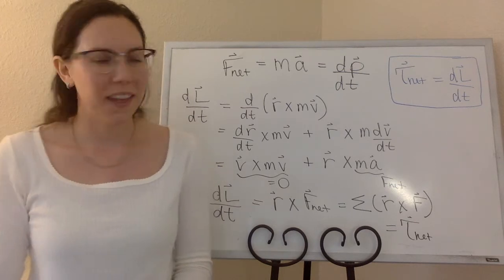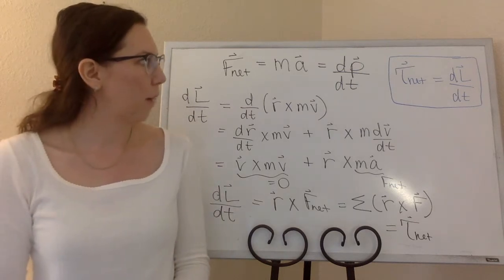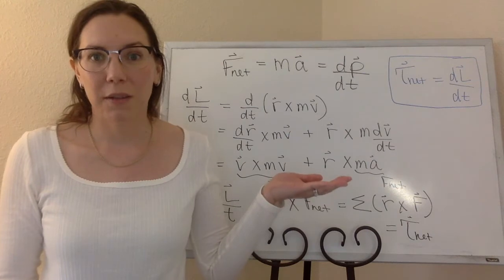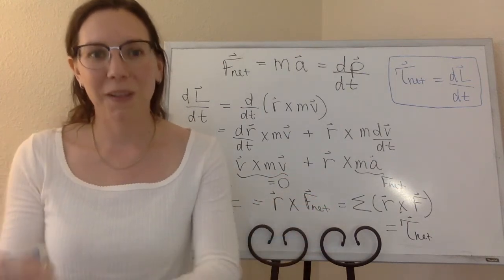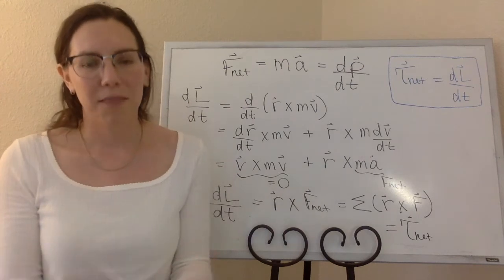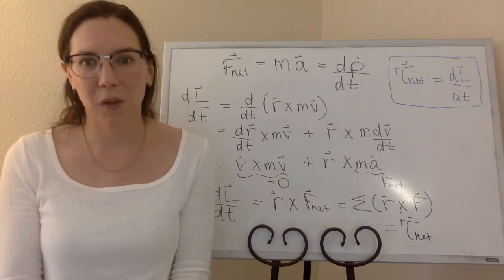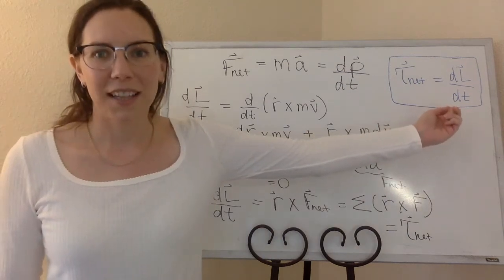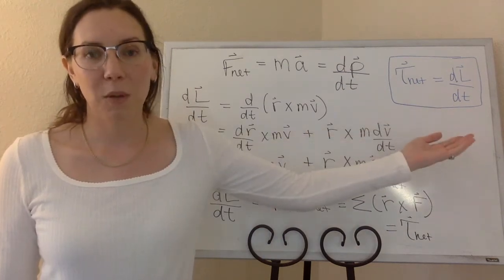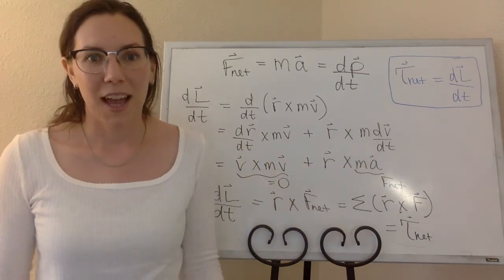Another important relationship that we looked at is Newton's second law in terms of momentum. We found that the net force acting on a system or an object is equal to the derivative of momentum with respect to time. What I want to prove is that we do have this same relationship in the analogous form for rotational motion, and it looks like this box. The net torque is equal to the derivative of the angular momentum with respect to time. And I'll show you why.